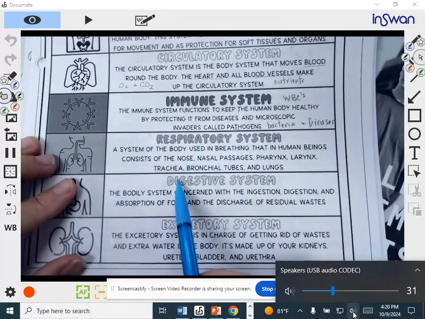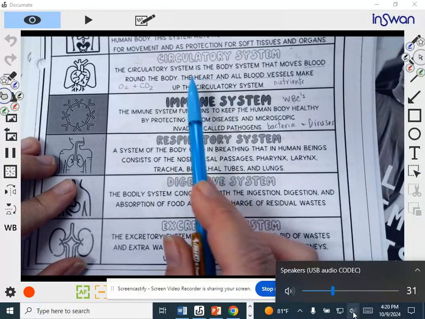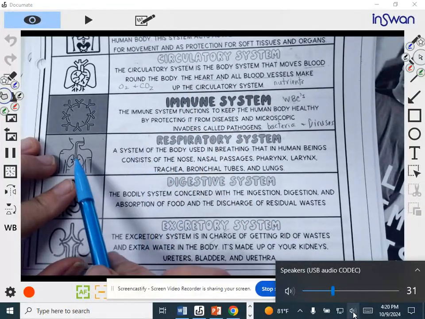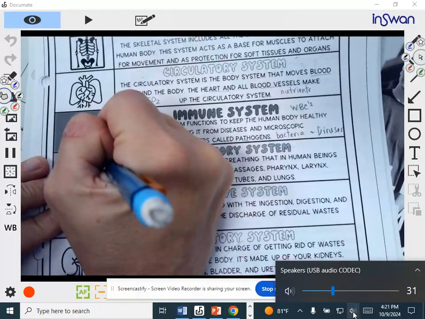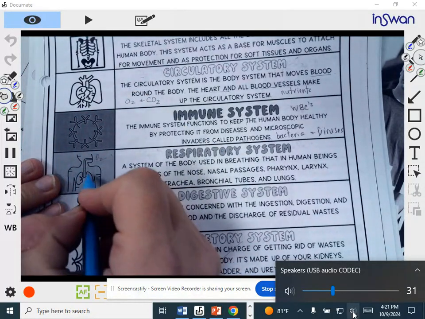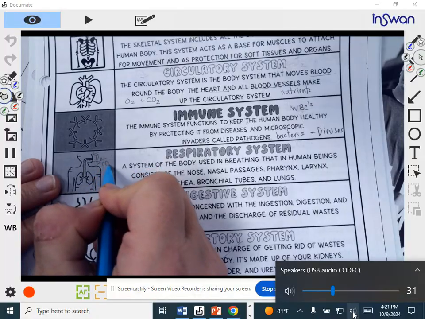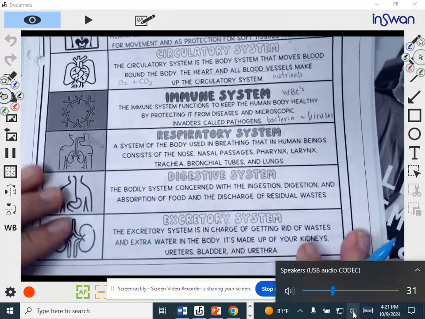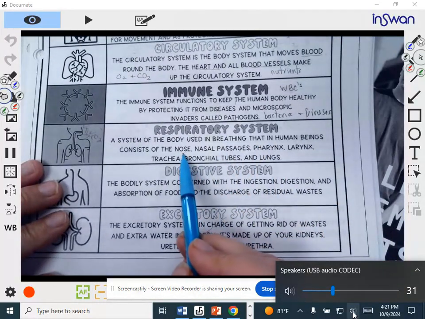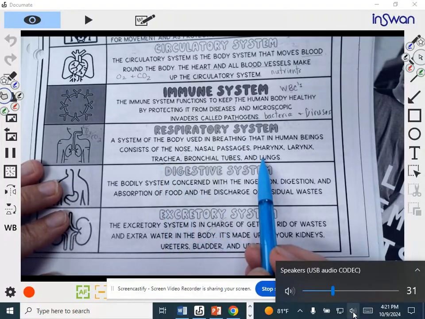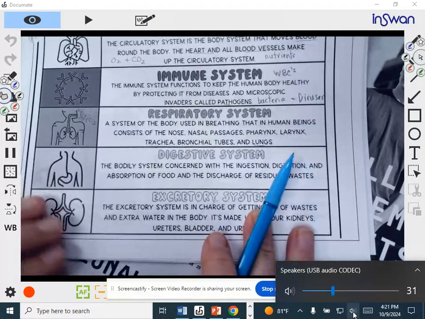The respiratory system is going to work with the circulatory system so you can breathe in oxygen. So why don't we show O2 going in, and then let's show CO2 coming out. That's the primary job of the respiratory system, and we use the trachea, the lungs, and so on.